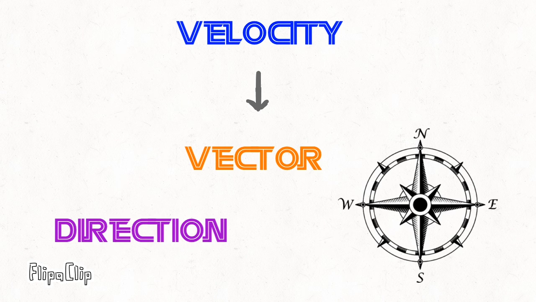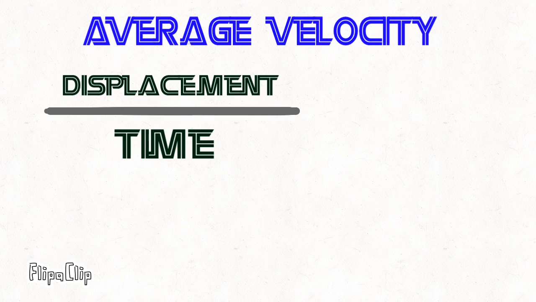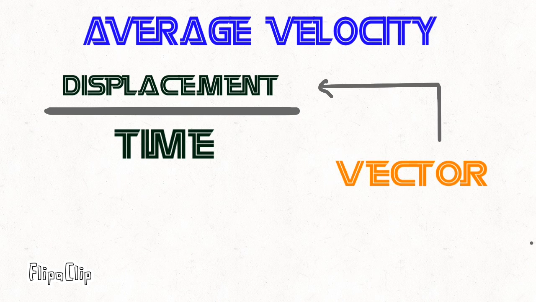Now, on the other hand, velocity is a vector, meaning direction actually matters. This is because the formula for velocity is displacement over time, and displacement is a vector that has direction. Since displacement is in the formula, this makes velocity a vector as well.